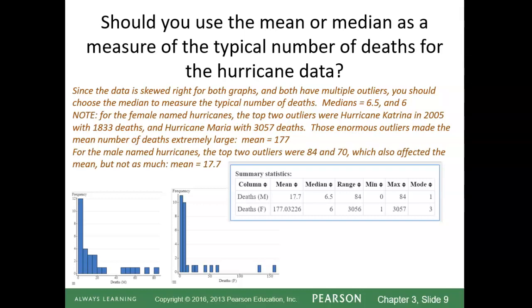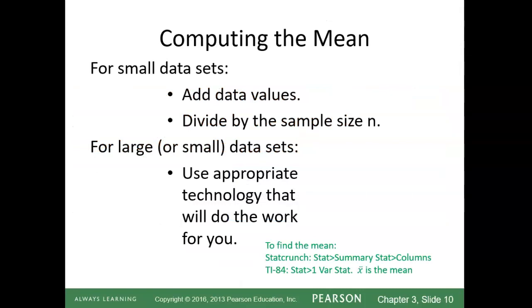Now, is that death number, 177, representative? Not really, but there were that many people that died. You take 177 and multiply it by the number of hurricanes that we have, that would give you the total number of deaths. So in some ways it's a meaningful number, but it's maybe not as typical as what you would like to see when you use a summary statistic like the mean or the median.